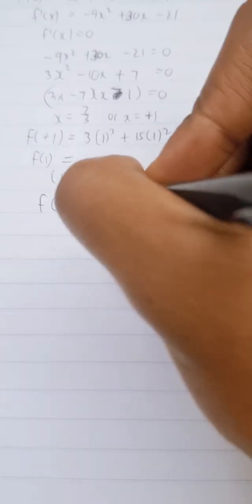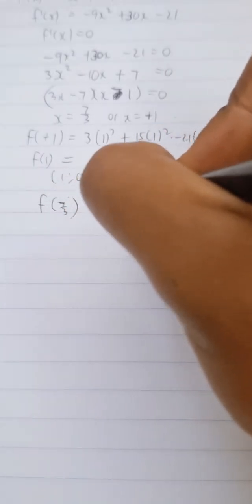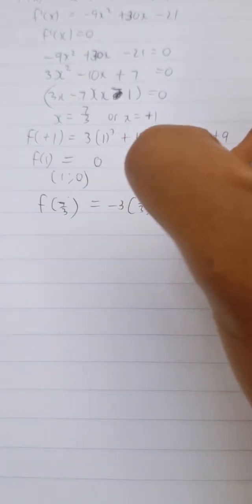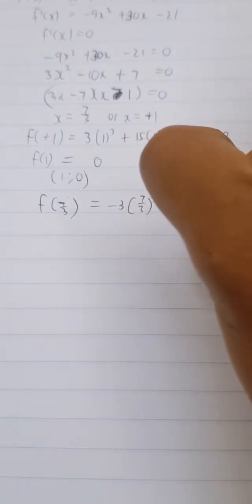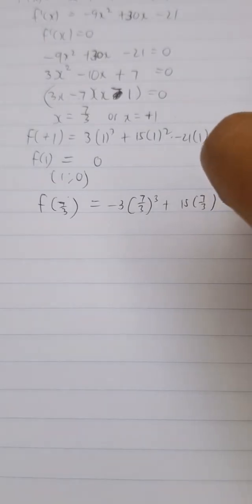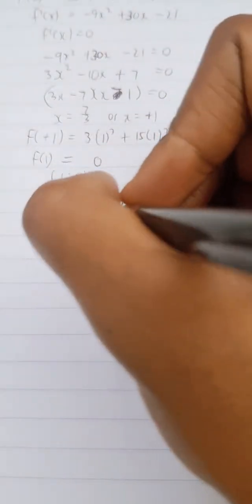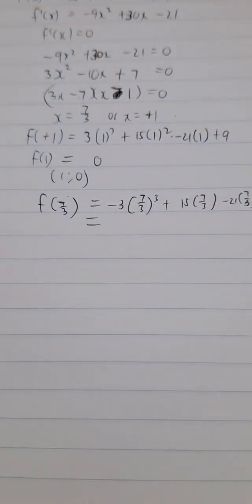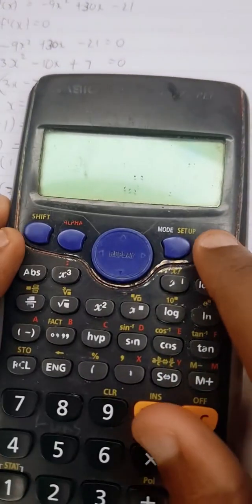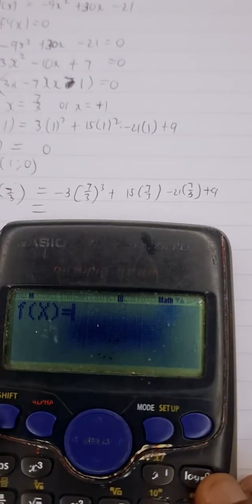F of 7 over 3 is equal to negative 3 into 7 over 3, the whole thing cubed, plus 15 into 7 over 3 minus 21 into 7 over 3 plus 9. Do the same thing. I just want to show you guys the practicality of your calculator.